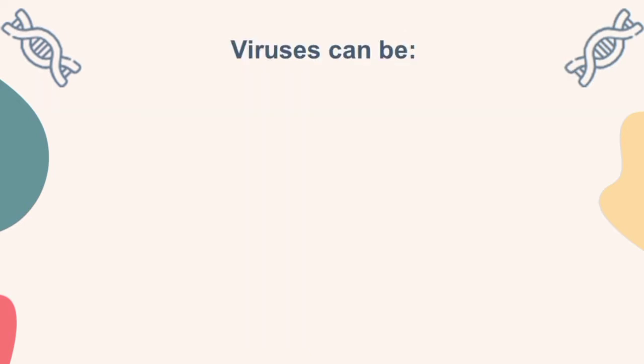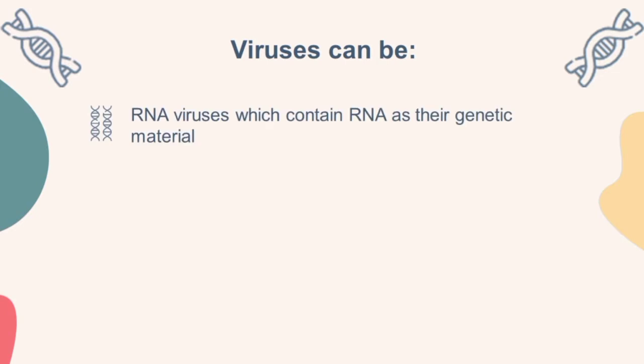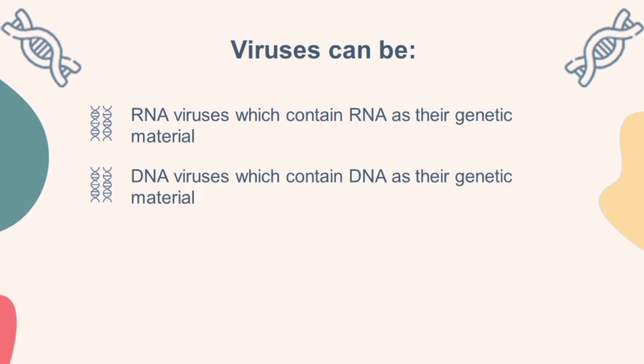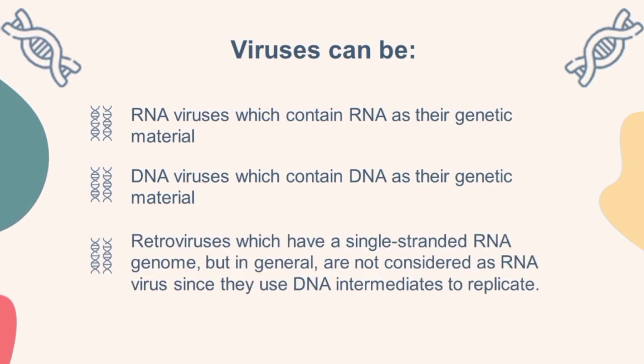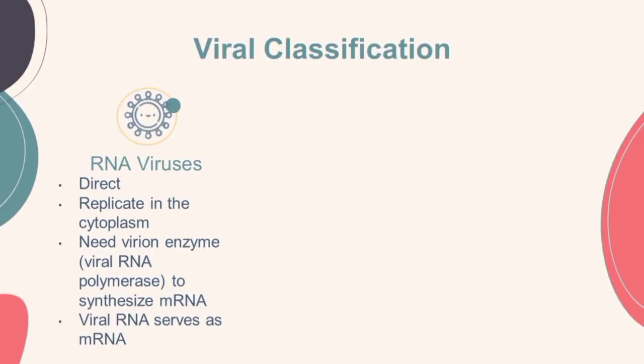Based on this, viruses can be RNA viruses, which contain RNA as their genetic material, DNA viruses, which contain DNA as their genetic material, and retroviruses, which have a single-stranded RNA gene, but in general are not considered as RNA viruses since they use DNA intermediates to replicate. The replication of RNA viruses is direct, which happens in the cytoplasm of the cell. The RNA viruses need virion enzyme or the viral RNA polymerase to synthesize messenger RNA or the mRNA, and their viral RNA serves as the mRNA.